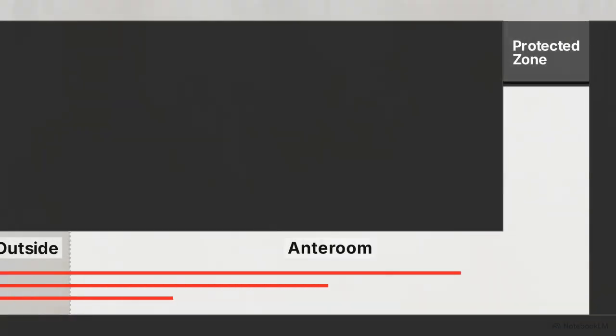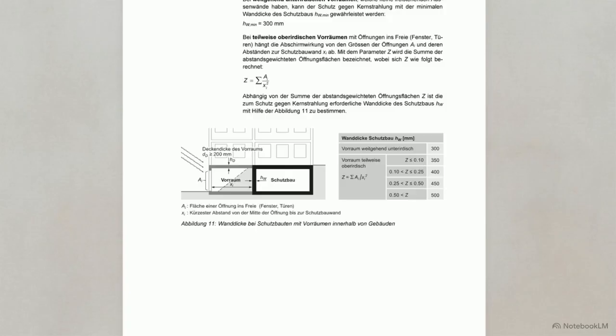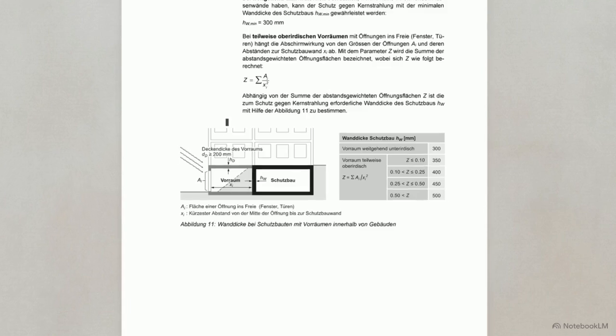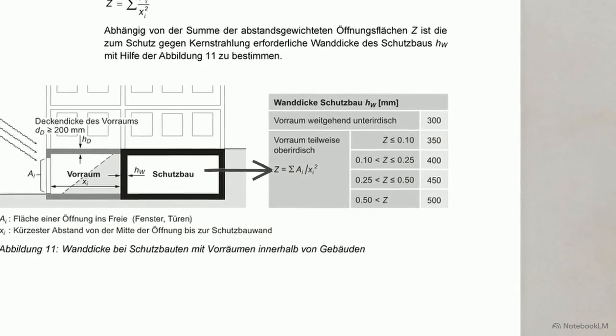Moving strictly inside the complex, the problem shifts to internal access. Anterooms and internal protective doors facing the outside represent weak points for radiation to travel inward. Figure 11 introduces the Z factor, measuring internal radiation degradation. Xi marks the distance from the outer window to the inner door. The formula divides the exterior opening's area by the square of that distance. The resulting Z value maps directly to the inner wall's required thickness.